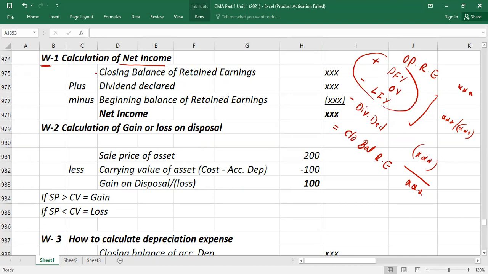Now you will reverse. First of all, on your calculator, you will take the closing balance of retained earnings, that amount. Because when you reverse, guys, plus will become minus and minus will become plus. So you will add dividend declared, because here it was a minus value. We have to reverse it. Minus what? The beginning balance of retained earnings, because it was a plus value, the opening value. So you have to deduct it now. This will give you net income or net loss for the period. If you got a positive value on your calculator, it's net income. If you got a negative value, this is net loss.